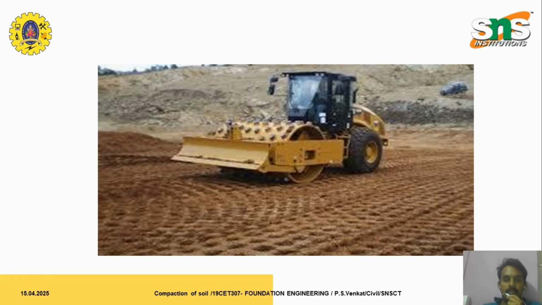So as we move on to the definition, compaction is defined as the process of densifying a soil mass by applying mechanical energy. In simple terms, we pack the soil particles closer together by removing air voids. This is not the same as consolidation, where water is expelled over time, whereas in compaction the change happens immediately due to mechanical effect.